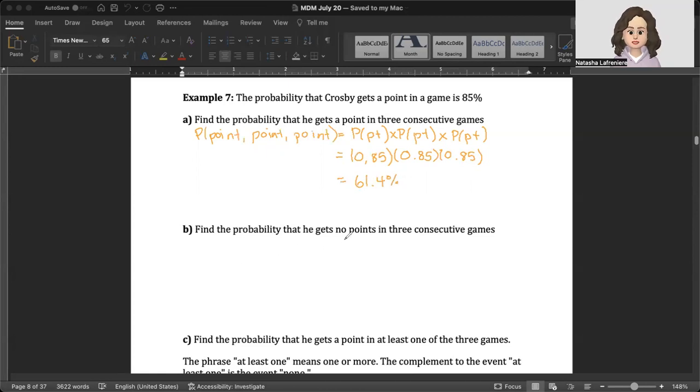Find the probability that he gets no points in 3 consecutive games. I'm not writing that again. It's the exact same thing. The chance that he doesn't get a point is the remainder of this. If you do 100% take away 85, it'll be 15%. So you're doing 0.15 times 0.15 times 0.15, which is equal to 0.3%.